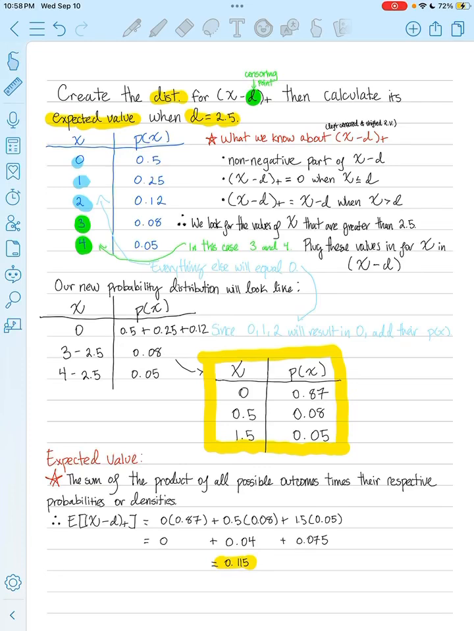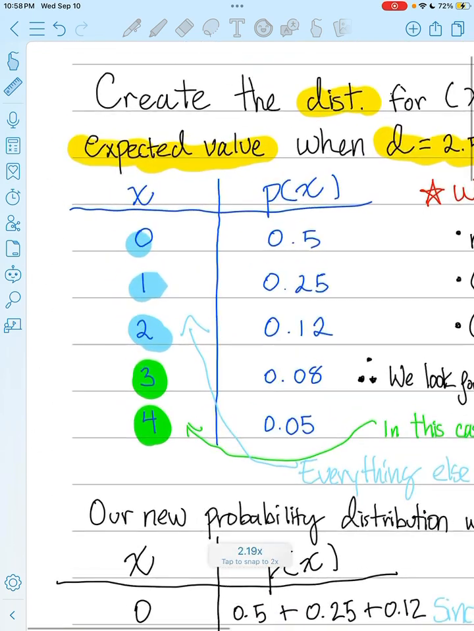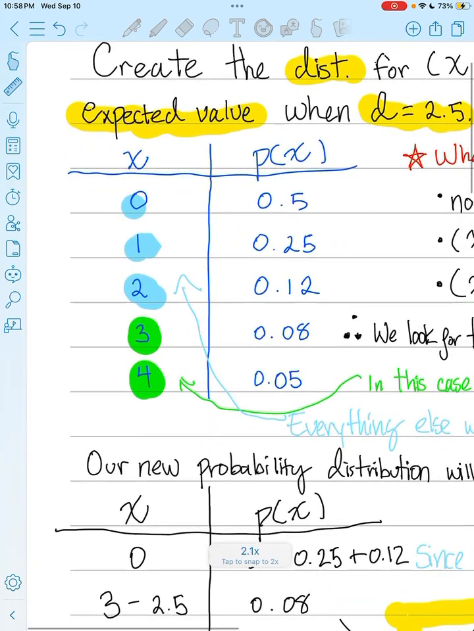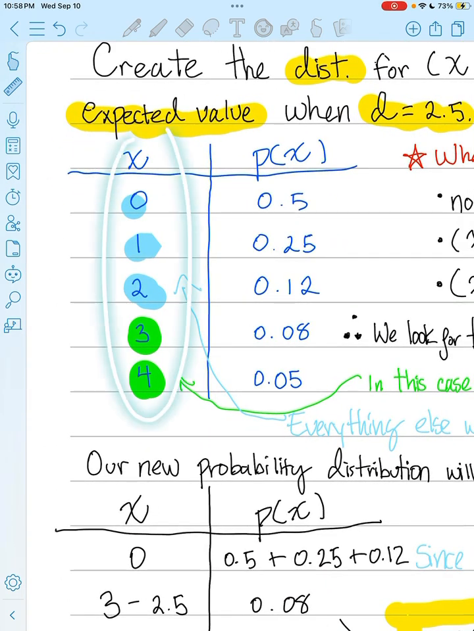So we are asked to create the distribution for the left censored and shifted random variable and then calculate its expected value when d is equal to 2.5. And you may be wondering, what was d again? Well, d is our censoring point. Here's the distribution we're given. Here are all the values, and here are all the probabilities.